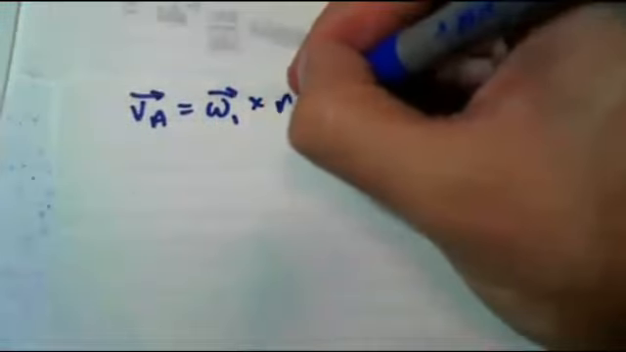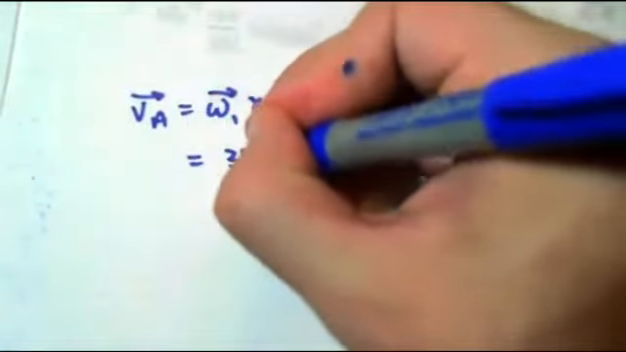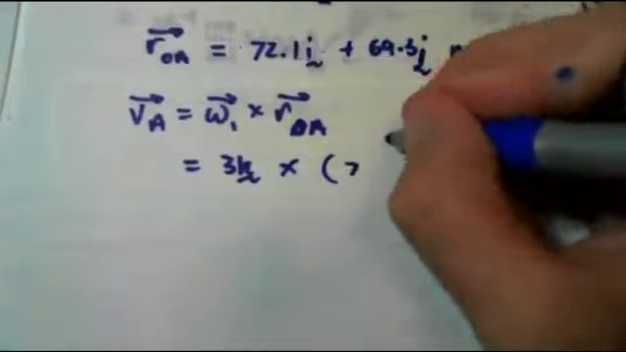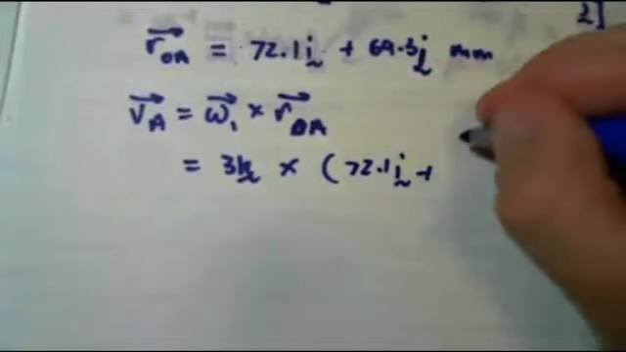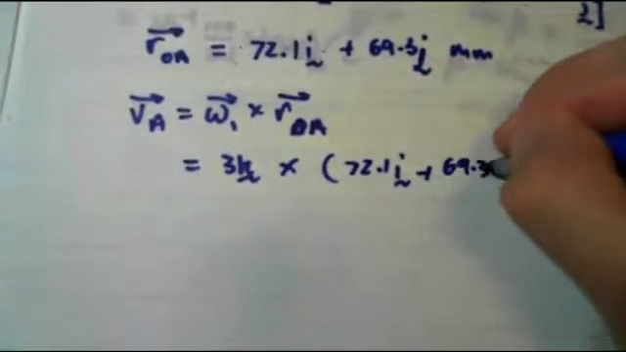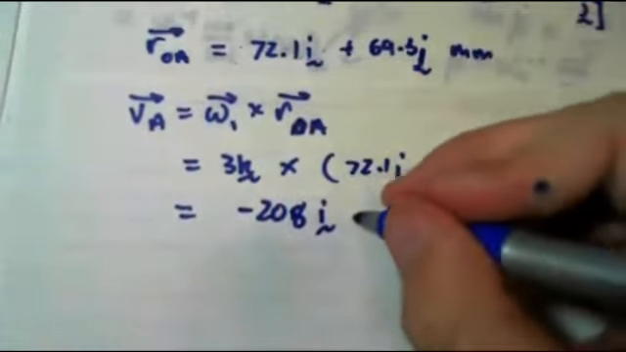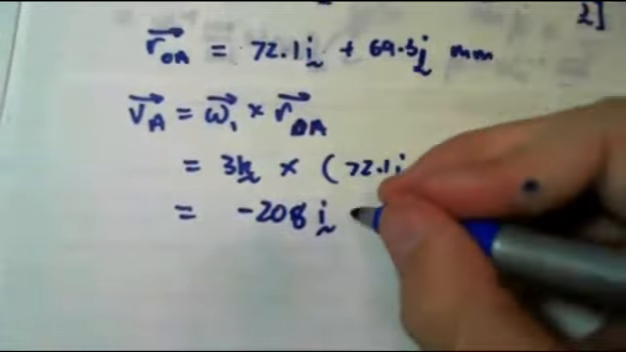So V of A is equal to omega 1 cross R of OA. And that's 3k multiplied by this vector that we got up here. So this vector here, this one: 72.1 i plus 69.3 j. And we end up getting negative 208 i plus 216 j.